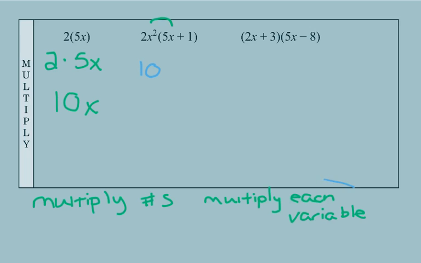Now what? Well, we have to multiply the variables. I have x squared and an x to the first power. To do this, you have to think, well, how many x's are there? There's 2, and then there's one more. 2 plus 1 is 3. This is going to be x to the third.